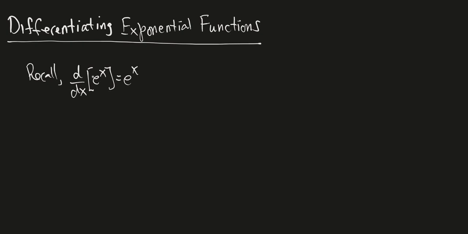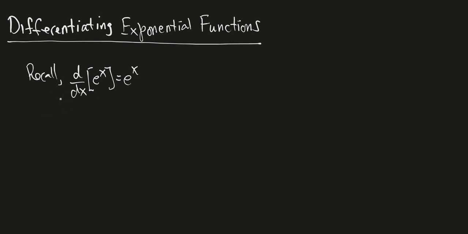So the question that remains unanswered up to this point is, what if the base is not the number e? What about all the other exponential functions? What are their derivatives? It turns out there's a simple result from algebra that allows us to answer that question. That result and the knowledge that we have from the chain rule.